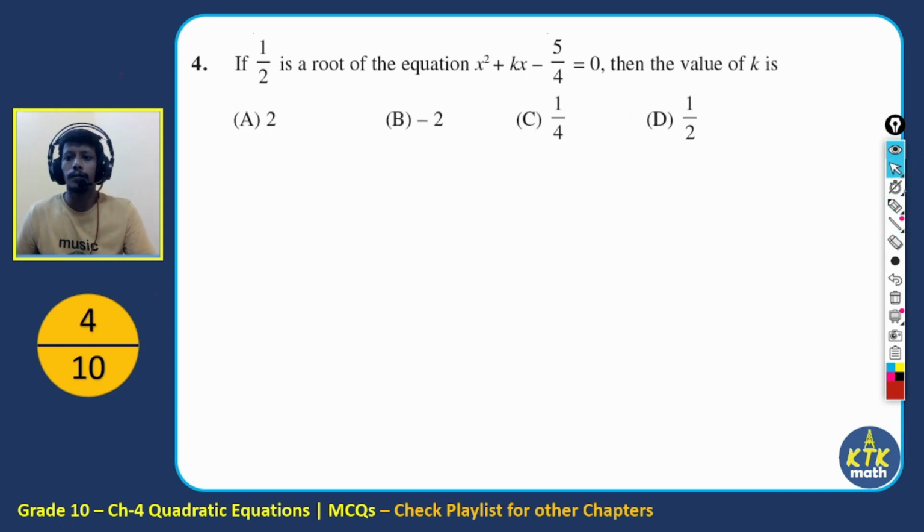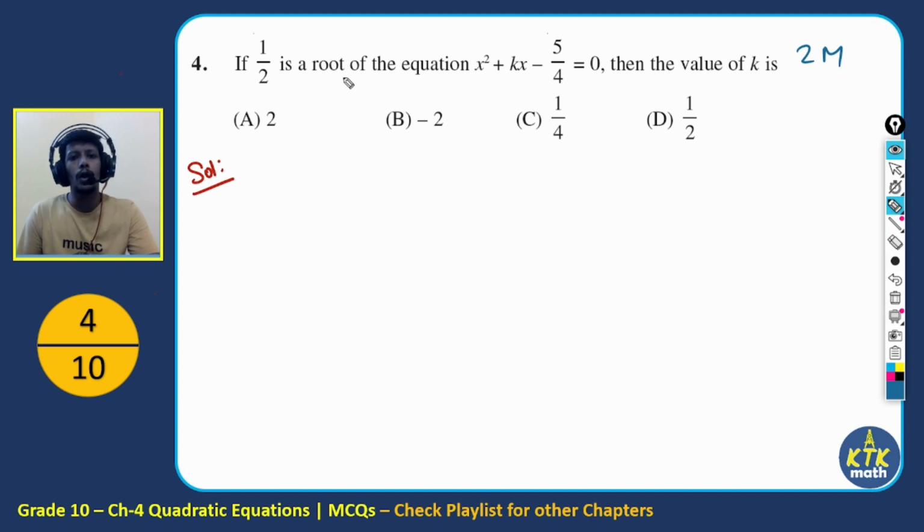Question number 4. They gave a root and are asking us to find some unknown value. These kinds of questions you can even expect in 2 marks also. Sometimes they may ask you to find this in 2 marks also, by luck. It's an easy one. Actually it's worth only 1 mark. Sometimes they used to ask this in your 2 marks also.